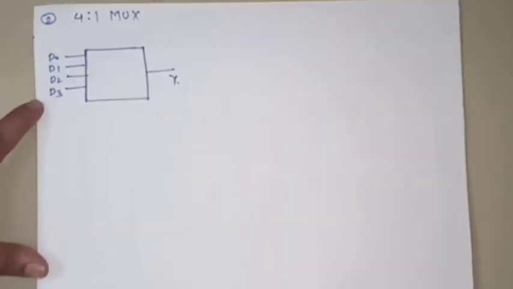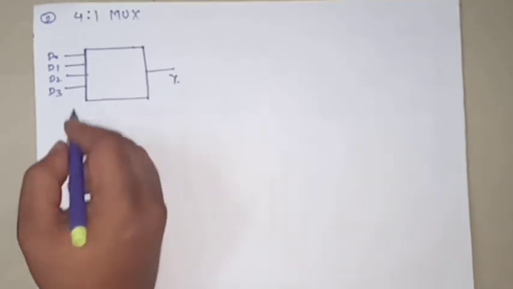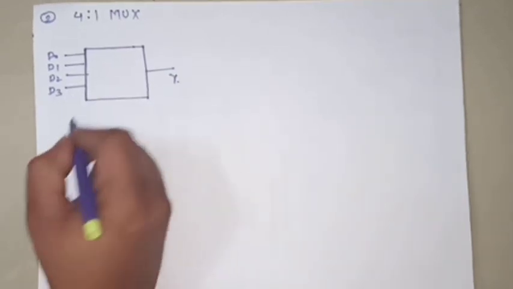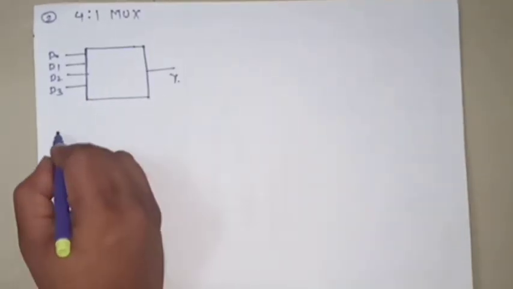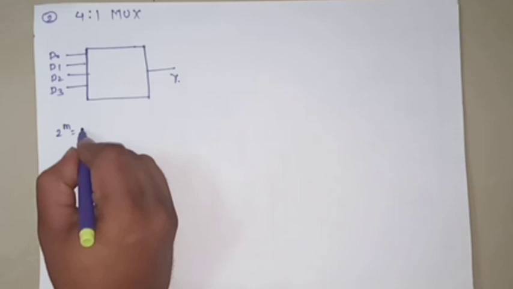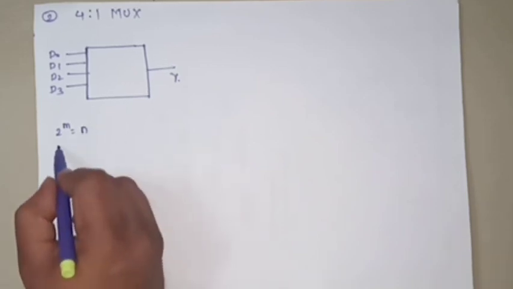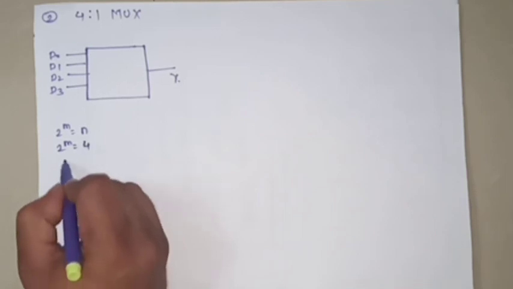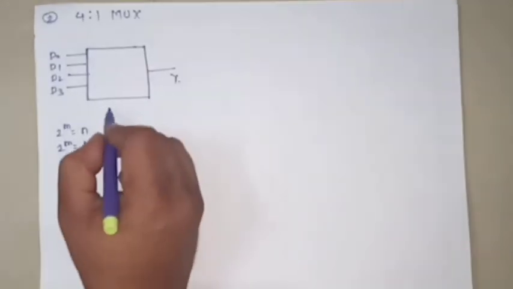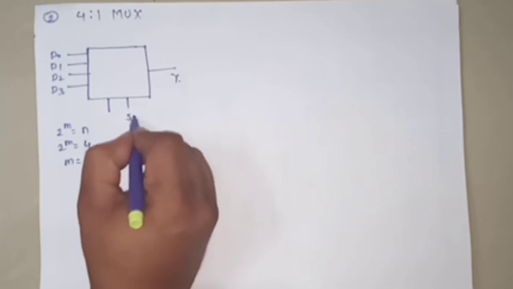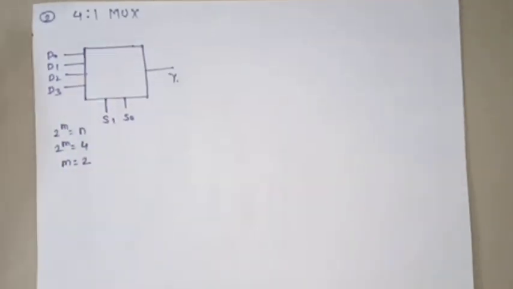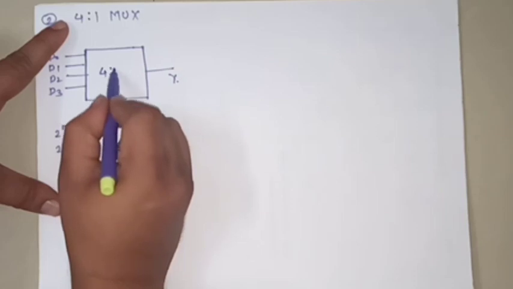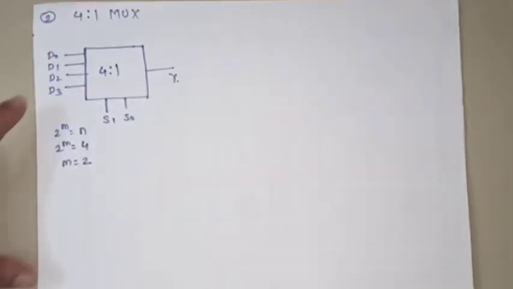And how many select lines do we require for this mux? By using the 2 raised to m formula, we will find the number of select lines. So 2 raised to m equals n. Here we know the value of n is 4. So m equals 2. Here we require 2 select lines, that is S0 and S1. So this is the 4:1 mux.